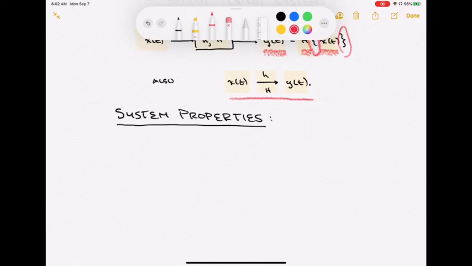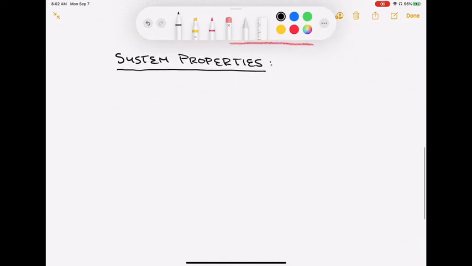If we have a few properties, though, we'll find out that we're going to be able to make a lot more precise and understandable relationships between input and output descriptions. So let's go ahead and look at some system properties. The first two I look at are probably the most important, but let's start with linearity. Linearity is a system property, and really linearity is connected to the idea of superposition.